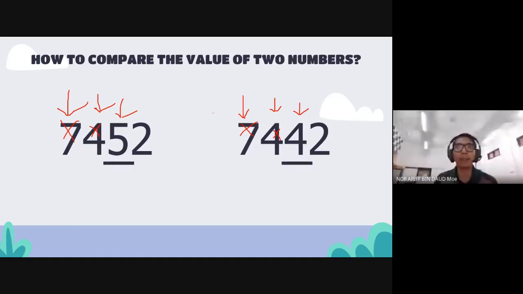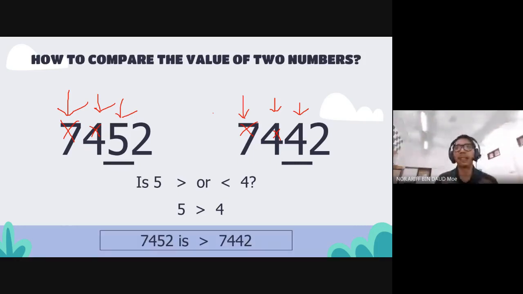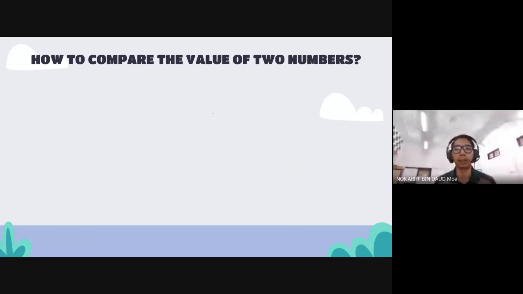5 and 4. Nombor tak sama. So is 5 greater than or less than 4? 5 is greater than 4. Yes, 5 is greater than 4. How do we write the answer? Yes. 7,452 is greater than or larger than 7,442.